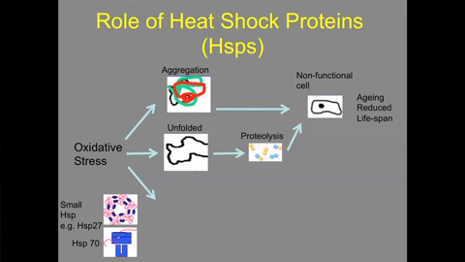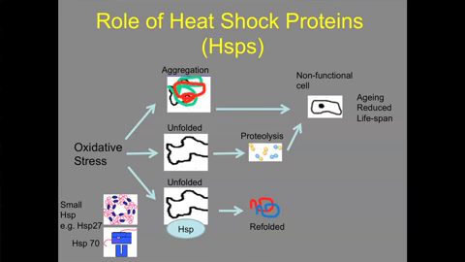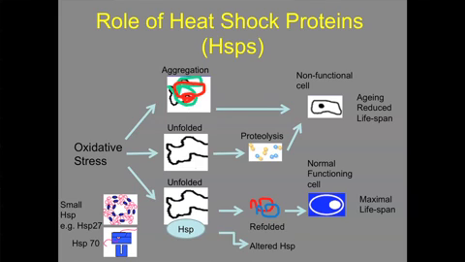In the presence of the heat shock proteins, these denatured proteins are refolded, and you end up with a normally functioning cell with a maximum lifespan. A slight problem is that in that process you get altered heat shock protein as well. That is viewed as foreign by the body, and you get an antibody response to it. And that is potentially harmful for a reason I explain later.